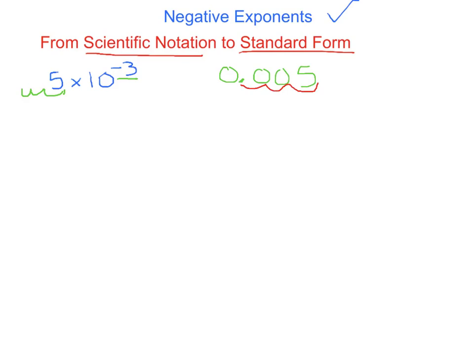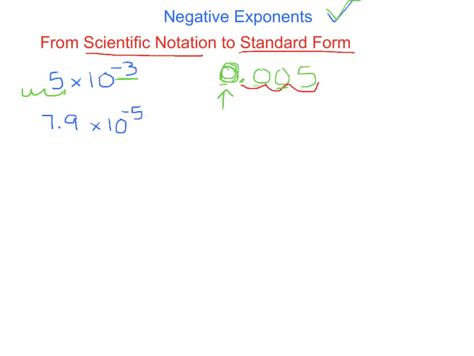Now the reason I always write this number in front is because it will always match up: 3 and 1, 2, 3, 3 zeros. With the negative exponents, as long as you write the number in front, the number of zeros will match up to your exponent.